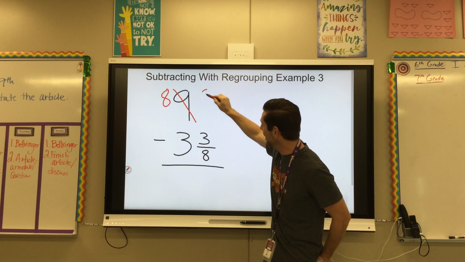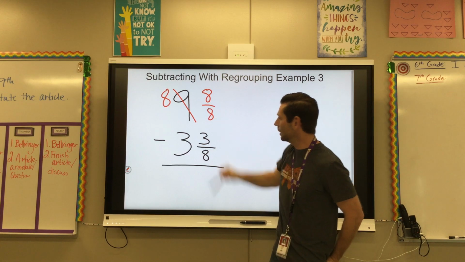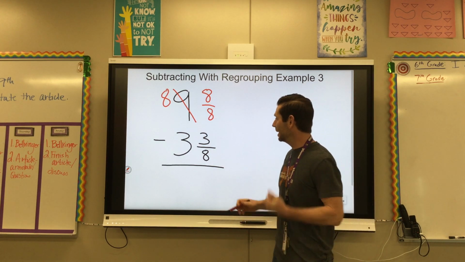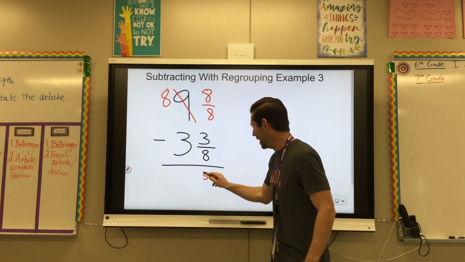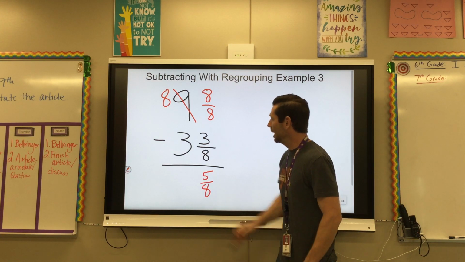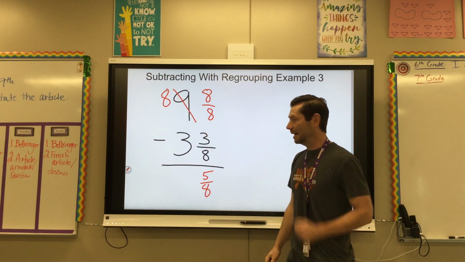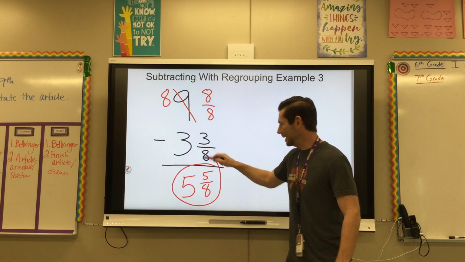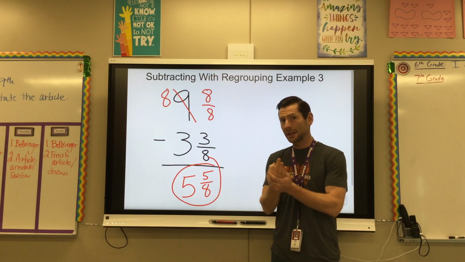Because the problem was I didn't have 3 to take away, but guess what? Now I do. So 8/8, take away 3 of those, 8, 7, 6, 5. That gives me 5/8 left over. And then I got 8 minus 3 here, 8, 7, 6, 5. All right? That is in simplest form, so we're good to go. So those are the 3 examples.